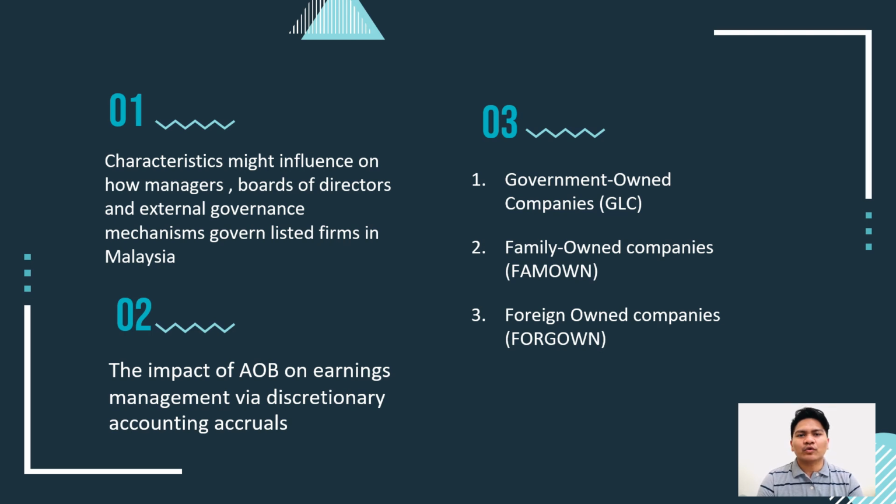The impact of AOB on earnings management via discretionary accounting accruals. The sample of the study consisted of 50 companies from Bursa Malaysia for 4 years: 2008, 2009, 2011 and 2012. They found that the level of discretionary accruals reduces following the establishment and inspection of the AOB in Malaysia. However, the result on the association between the AOB and discretionary accruals was insignificant, and firms were categorized into 3 based on their block holdings. First, government-owned companies, GLC. Second, family-owned companies. And third, foreign-owned companies.